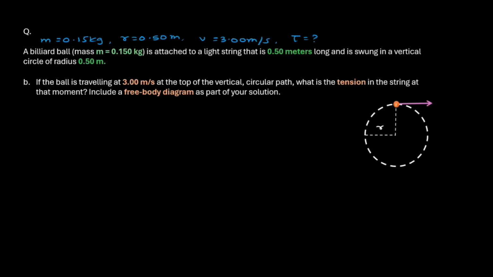Part B of the question says, if the ball is traveling at 3 meters per second at the top of the vertical circular path, what is the tension in the string at that moment? Include a free body diagram as a part of your solution. So here we need to repeat the same steps, but this time we will find the tension at the top of the circular path. So let us first draw the free body diagram.